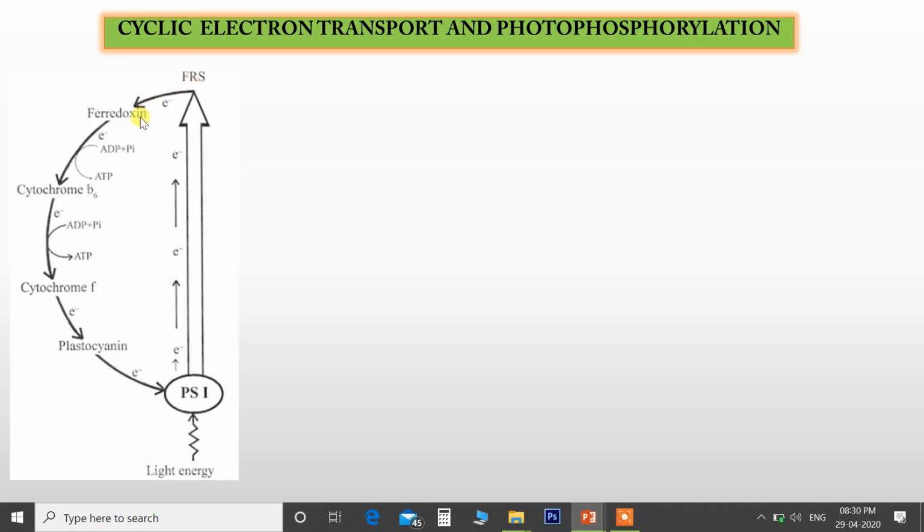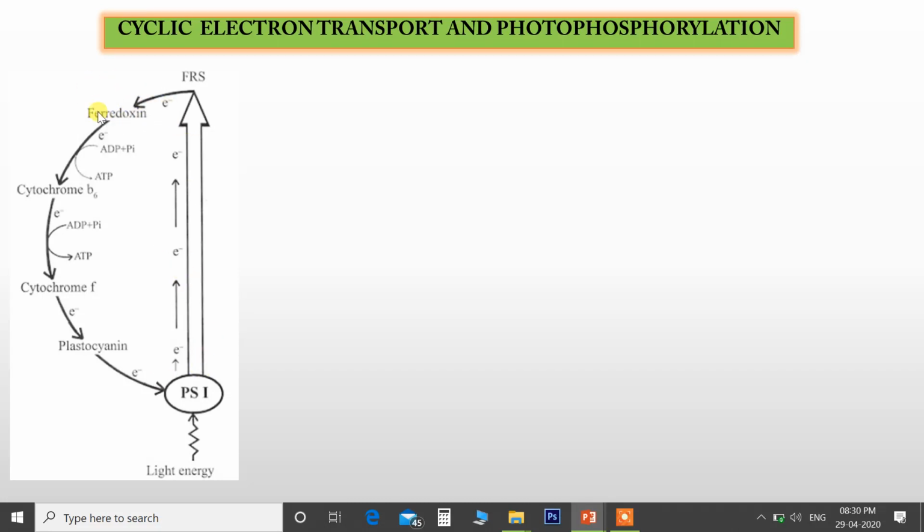And from ferredoxin reducing substance, electrons are moving to ferredoxin. So up to this position, the steps are similar in both cyclic and non-cyclic. From PS1 to ferredoxin, the steps are the same in both.